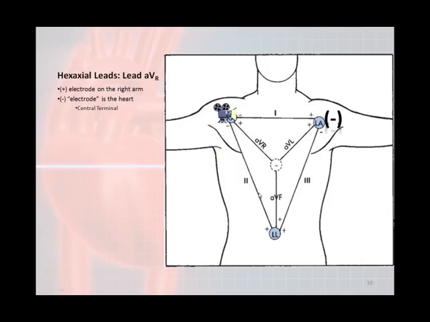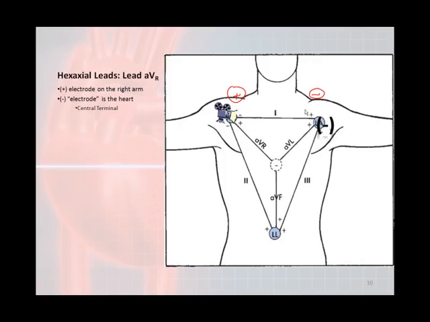Finally, let's look at AVR. What we did with AVR is we actually took the positive electrode, we placed it over here on the right arm. This is the only lead of the hexaxial leads where the positive electrode is on the right arm. The negative electrode is going to be over here on the left arm if we were to use this lead. This is a polar opposite of lead 1. But what we're doing here is we're actually getting another view. So we're going to move the electrode down into the central terminal. What this does is it actually gives us another view of the heart.